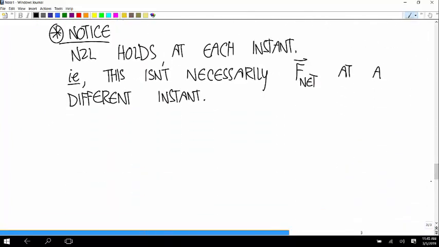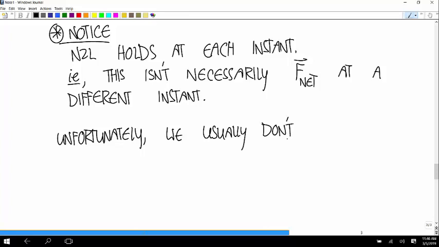Okay. So the next thing we have to talk about is, and that last example kind of brings up the importance of this, usually what we want to know is things about individual forces. Knowing the net force really isn't usually what we're looking for. So unfortunately, we usually don't want the net force. We want individual forces.